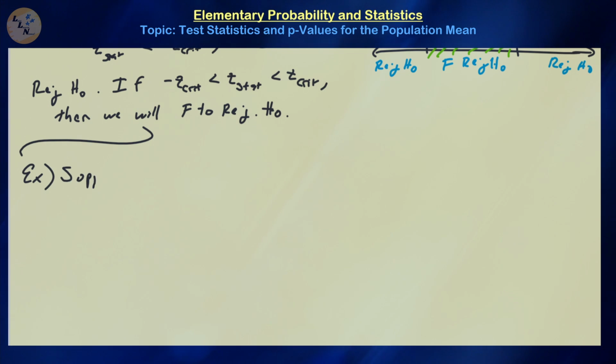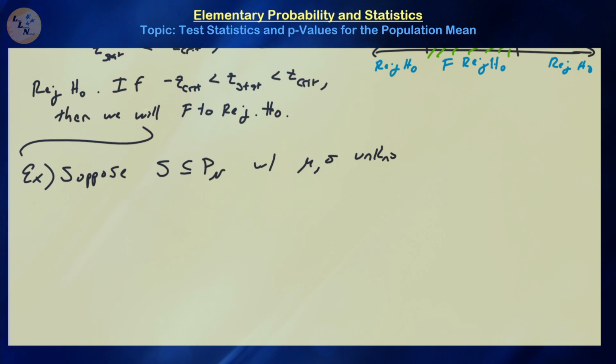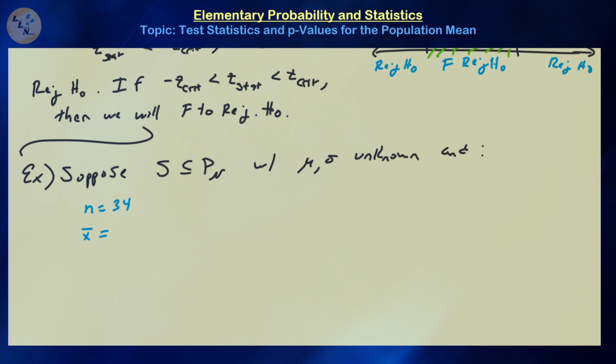So let's suppose that we draw a sample from a normally distributed population with mean mu, standard deviation sigma, both unknown. And for our sample, we get the following statistics. Let's assume our sample size was 34. Let's assume we calculate our arithmetic mean to be 127.5. And let's assume that our sample standard deviation came out to 11.4.